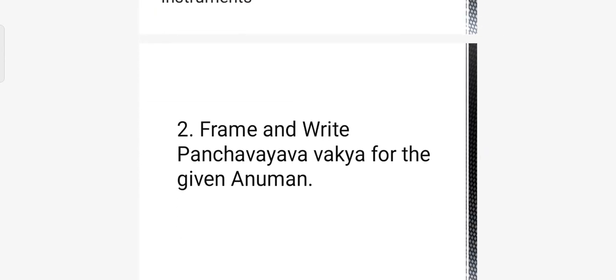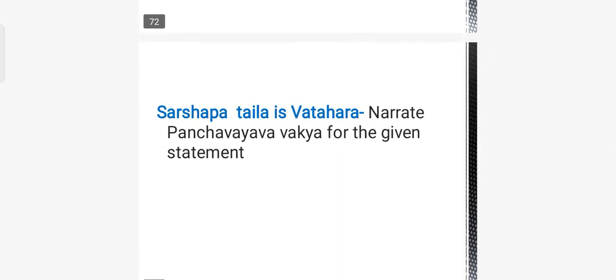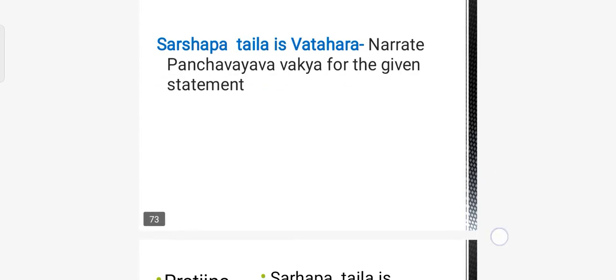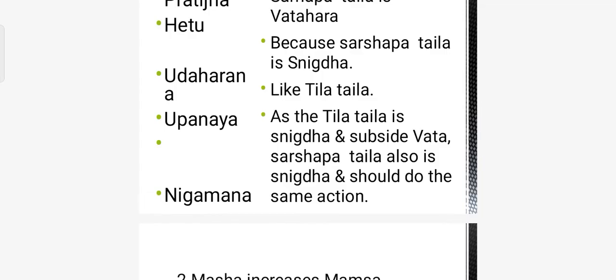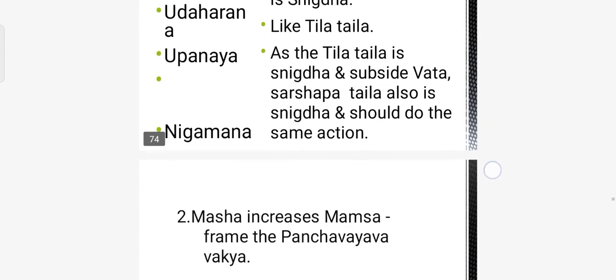Frame and write Panchavaya Vakya for the given Anumana. The first one is Shashapataila is Vatahara. Narrate the Panchavaya Vakya, in which you are supposed to give the Pratigna, Hetu, Udaharana, Upanaya and Nigamana. So Pratigna: Shashapataila is Vatahara. How are we going to give the Hetu? Because Shashapataila is having Snigdhatva in it. Udaharana, like Tila Taila. Upanaya: as the Tila Taila is Snigdha and subsides Vata, Shashapataila is also having Snigdhatva in it. Hence it should do the same action. So Nigamana again proves that Shashapataila is Vatahara.